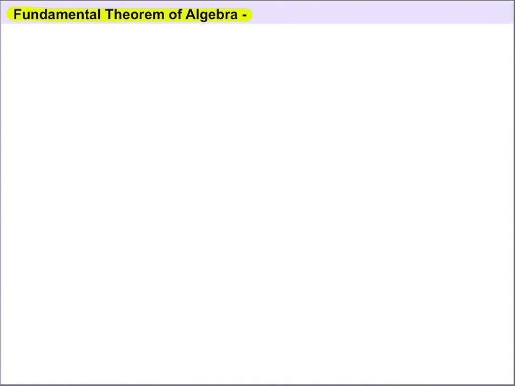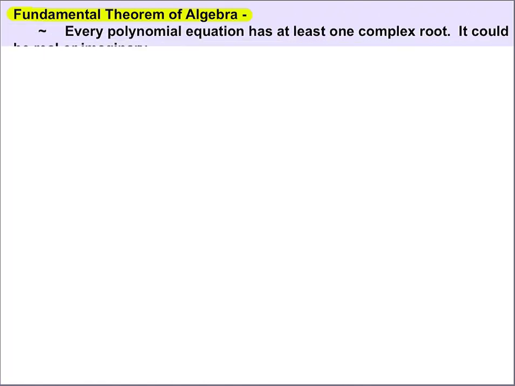In this lesson, we're going to take a closer look at polynomials and their zeros. And we're going to start with something called the fundamental theorem of algebra, which is exactly as important as it sounds, but it's also not that complicated. The fundamental theorem is that every polynomial has at least one complex root. Could be real, could be imaginary, but there has to be some number that makes that equation equal to zero.